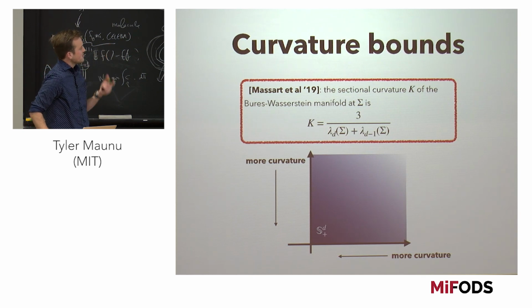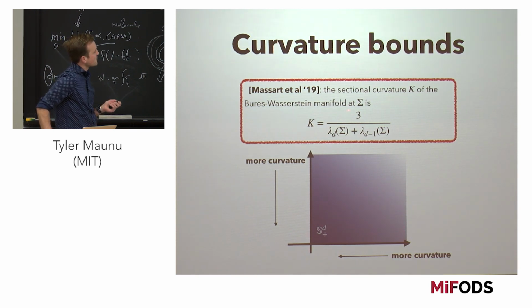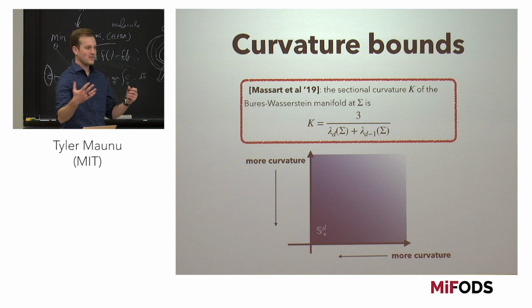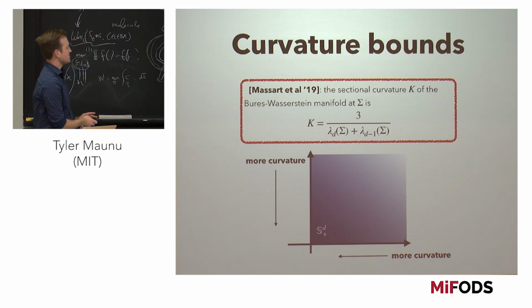And a recent result gave a really nice upper bound on the sectional curvature of the Bures-Wasserstein manifold at a point sigma. This upper bound is given by 3 over the sum of the bottom 2 eigenvalues of sigma. Now the result they give is actually more general. They prove it for the fixed rank Bures-Wasserstein manifold, where you're dealing with matrices that are not positive definite, but rather positive semi-definite with a fixed rank. But for our case, this is the bound that suffices.